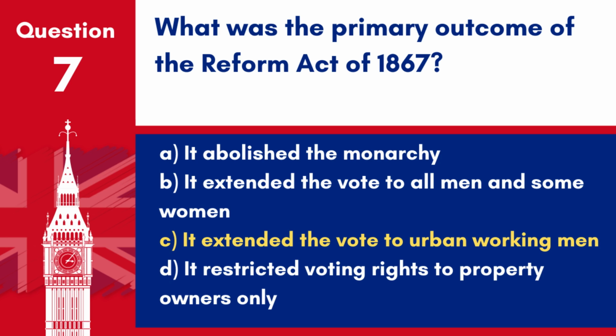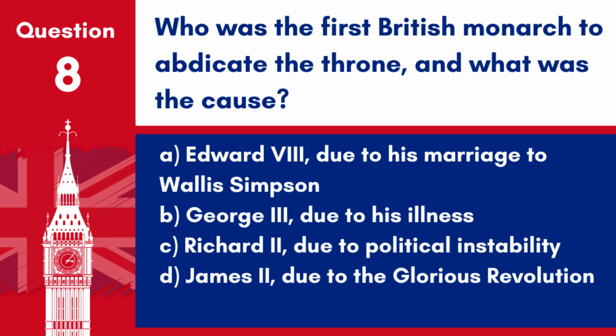Answer: C. It extended the vote to urban working men. The Reform Act of 1867 significantly widened the electorate by granting voting rights to many urban working men, thereby expanding democratic participation.